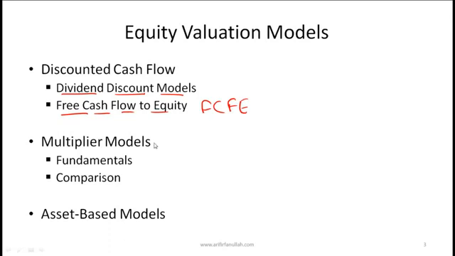With multiplier models we use multipliers such as the price earnings ratio, and here there are two subcategories: the multiplier method based on fundamentals and the multiplier method based on comparison. And finally we have asset based models.